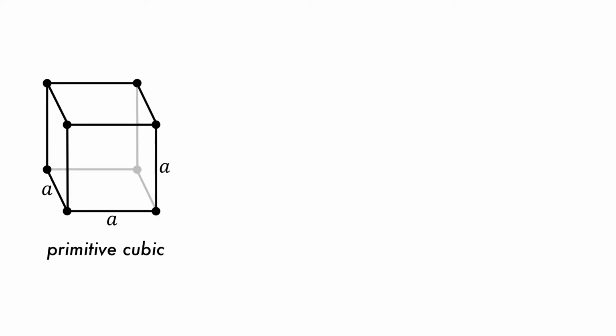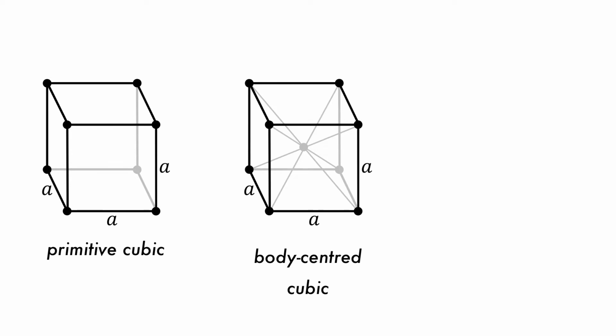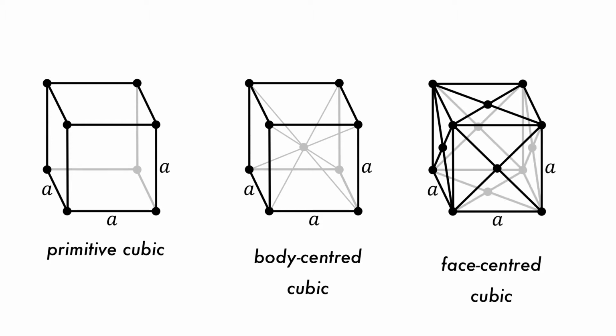Three general cubic crystal classes are the primitive cubic, sometimes called the simple cubic, where all the atoms are on the corners or vertices of the unit cell. The body-centered cubic, with a full atom in the center and one on each corner of the unit cell. And the face-centered cubic, with atoms on each face and corner of the unit cell.